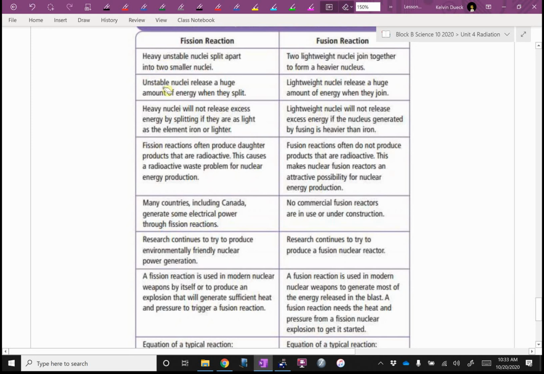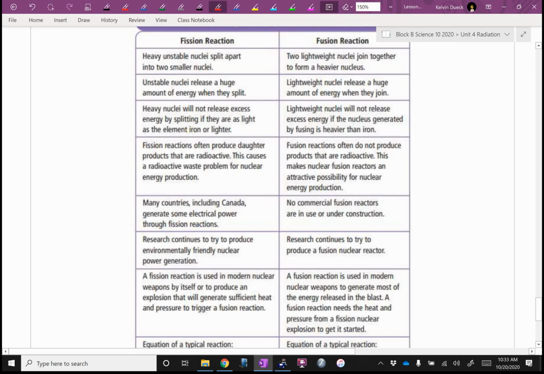We're almost done. So in a fission reaction, big atoms split into smaller ones. In a fusion reaction, small atoms combine into one. And that's how, when you're looking at an equation, you can tell the difference. Look at your end products. Do I end up with 2 smaller atoms? That's fission. Do I end up with 1 bigger atom? That's fusion. In a fission reaction, we have unstable nuclei, and when they split, they give off energy. In a fusion reaction, we have lightweight nuclei. When they combine, they give off energy.